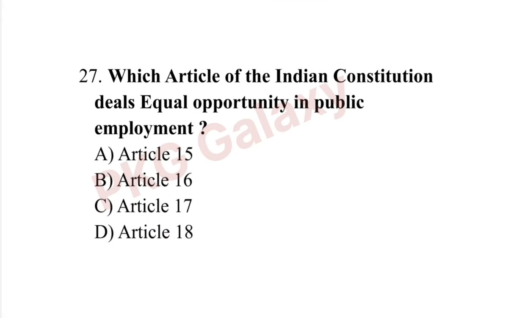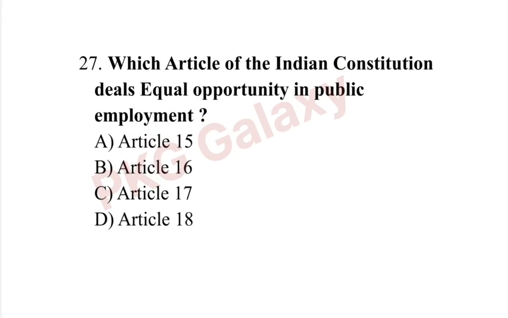Next question. Which article of the Indian Constitution deals with equal opportunity in public employment? The correct answer is option B, Article 16. Article 16 guarantees equality of opportunity in public employment and prohibits discrimination.